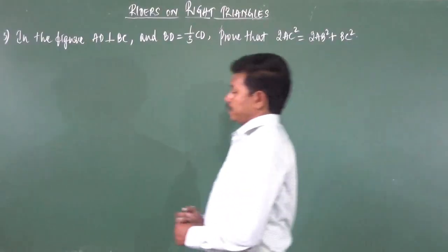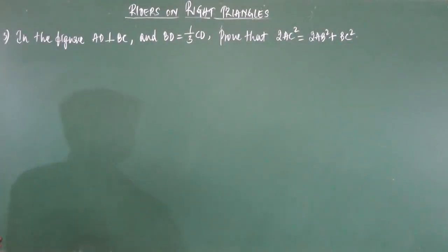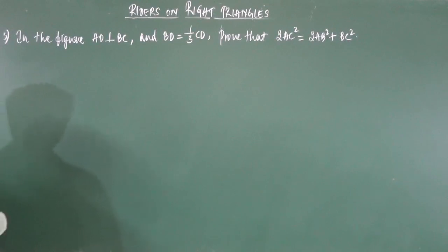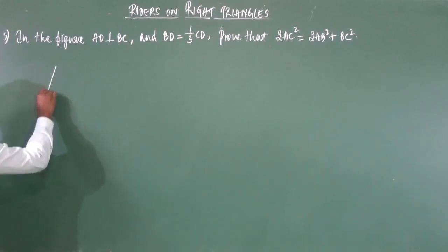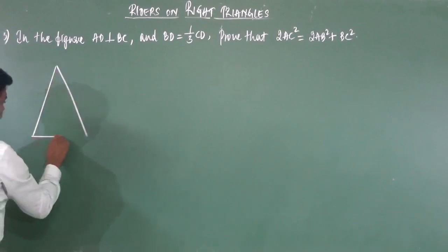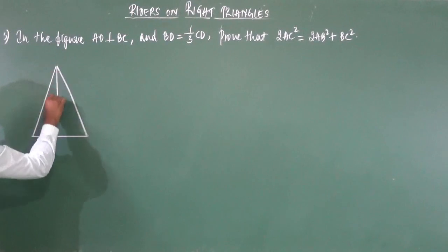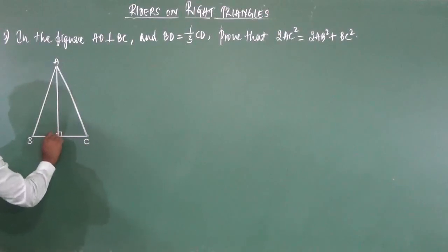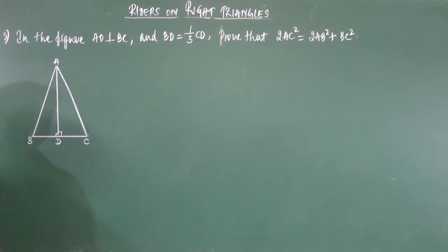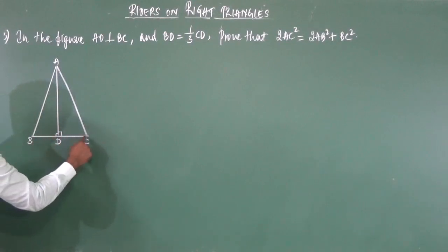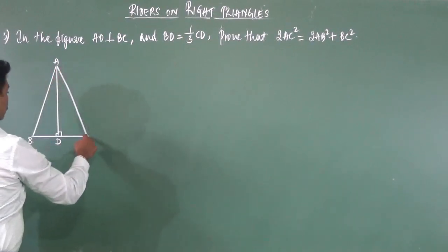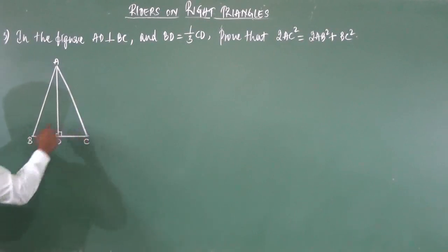Okay, let us get into the third problem, very important for 3 marks again. It was asked in one of the final exams of CBSE. So in the figure, AD is perpendicular to BC and BD is 1 by 3 CD. So let us take the diagram. AD is perpendicular to BC, this is 90 degrees and this is 90, and BD is 1 by 3 CD. Prove that twice the square on AC is equal to twice the square on AB plus BC square. You have to prove this.